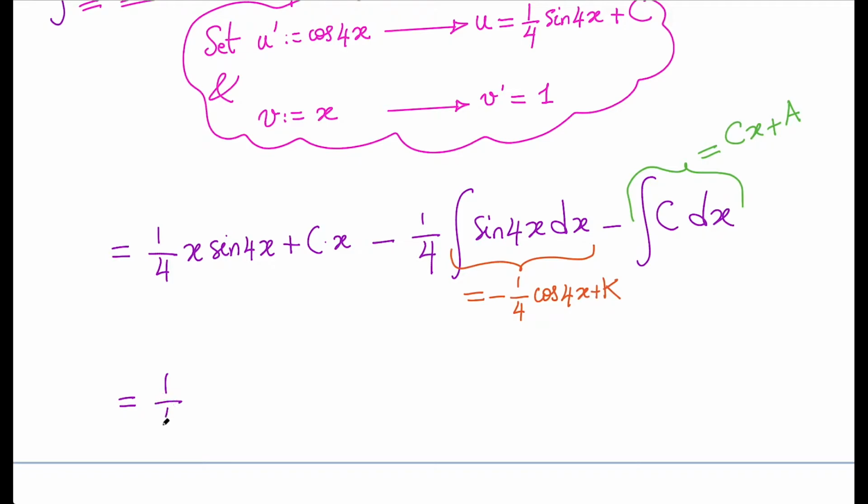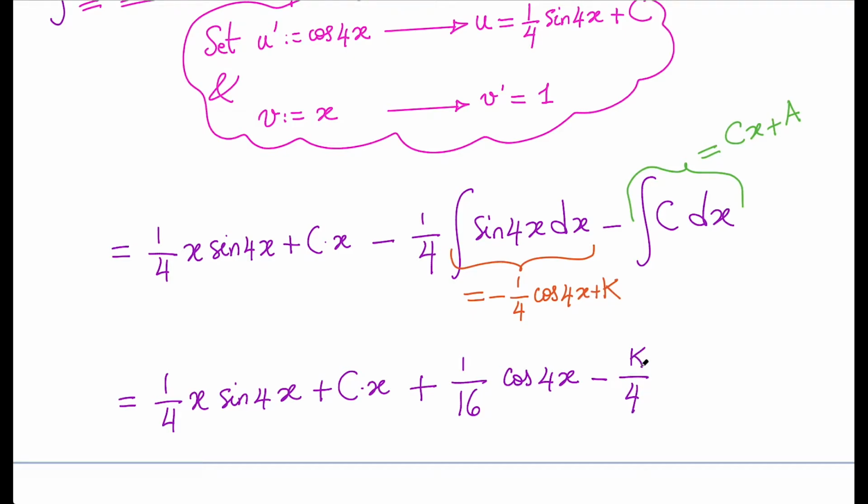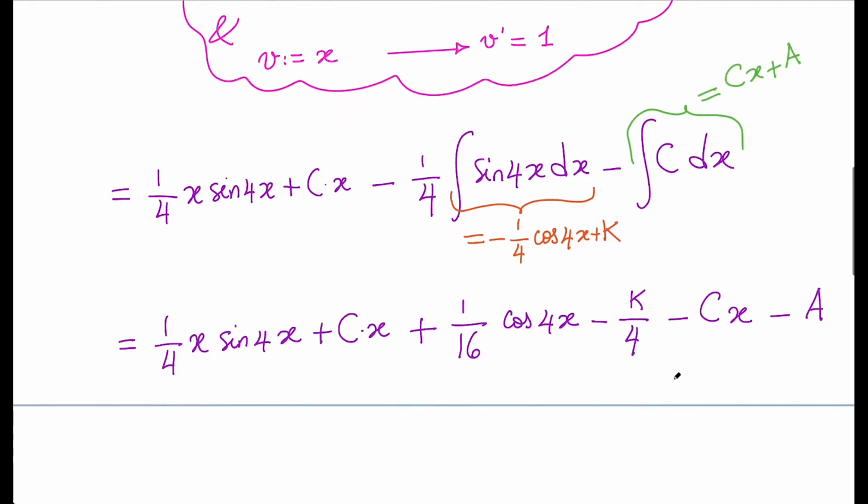So we got 1 over 4 x sine 4x plus cx minus, well, minus the minus is plus 1 over 4 times 1 over 4 is 1 over 16 cosine of 4x. Now the minus times the plus is going to be negative 1/4 k, so k over 4, right? K times 1/4, minus the cx minus a. Okay, so we get this one.